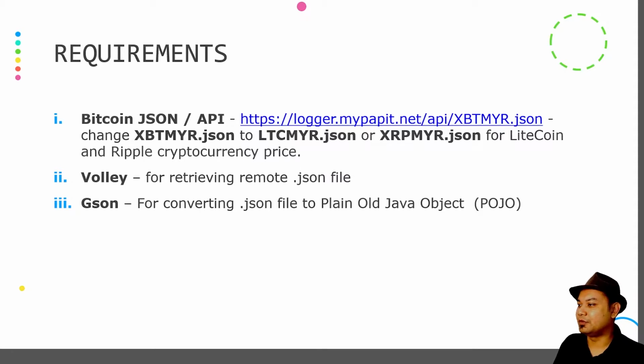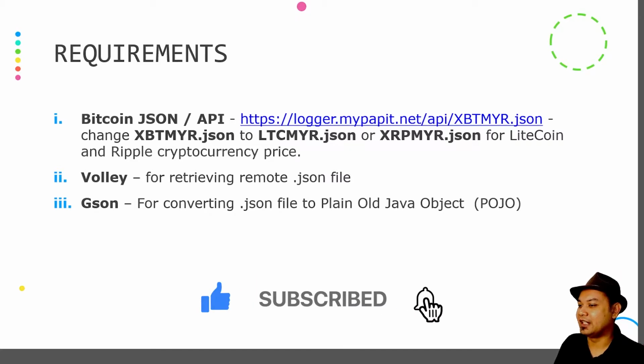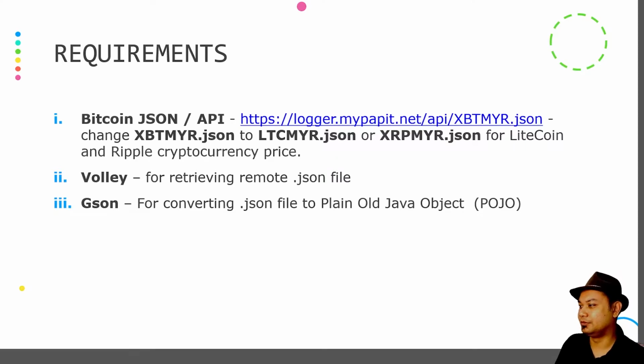The requirements for building this application are that you need to have a JSON API or JSON endpoint, usually from a remote web server, through the URL that I've already provided. And then you need Volley, a library for retrieving a remote JSON file, and GSON, a library for converting the JSON file into a plain old Java object or POJO.